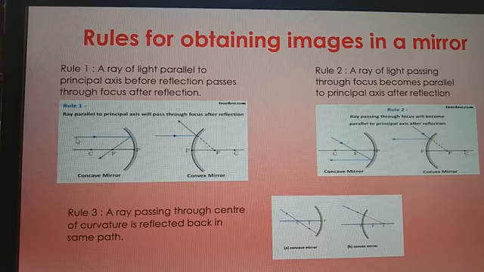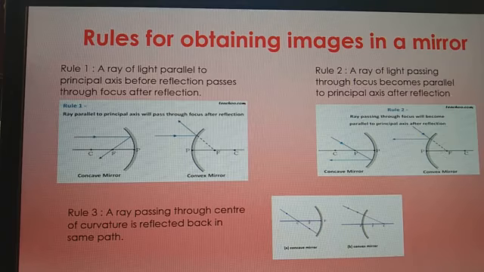Observe in the first figure, a ray of light parallel to the principal axis passes through the focus after reflection. But if it is a convex mirror, a ray of light parallel to the principal axis will appear to pass through the focus, or will appear to come from the focus. So the rule remains the same. Then the second rule is, a ray of light passing through the focus becomes parallel to the principal axis after reflection. These two are the reverse cases of each other. If a light ray is passing through the focus before incident on the mirror, then it will become parallel to the principal axis. Just observe these two. They are reverses. The path of light is reversible. That also you can understand. If it is passing through the focus, it becomes parallel. If it is going parallel, it becomes passing through the focus.